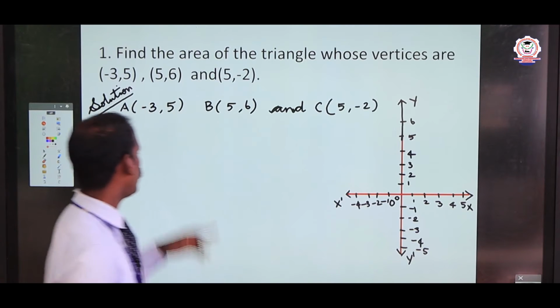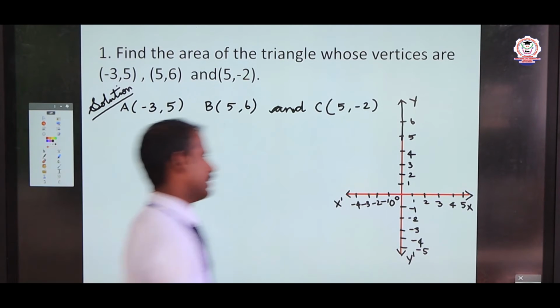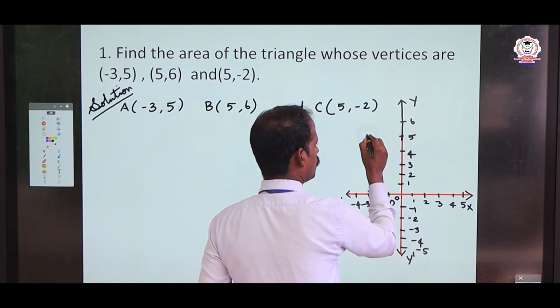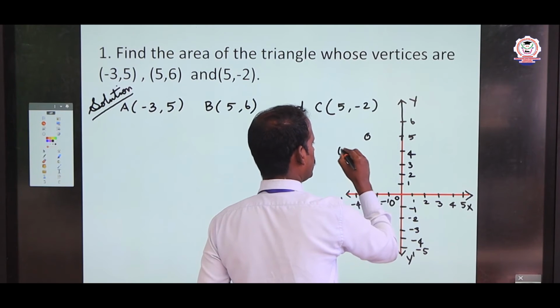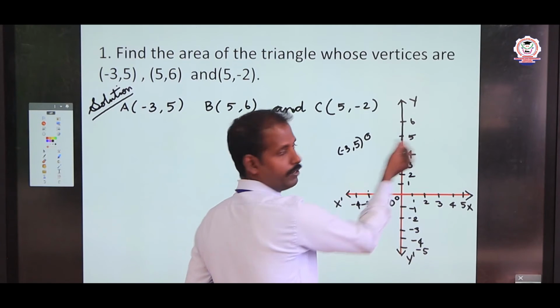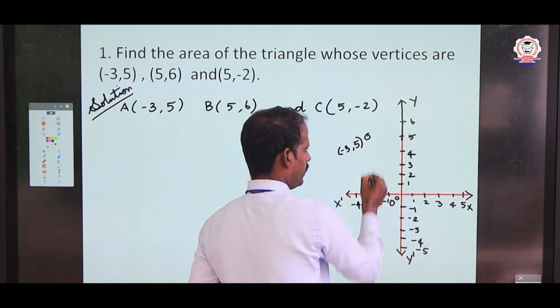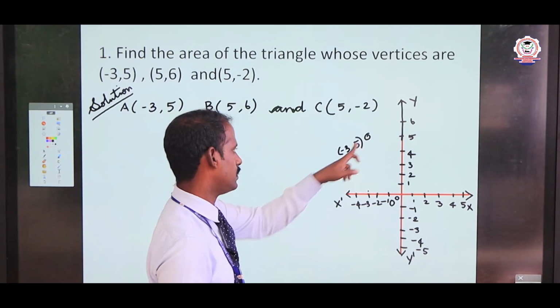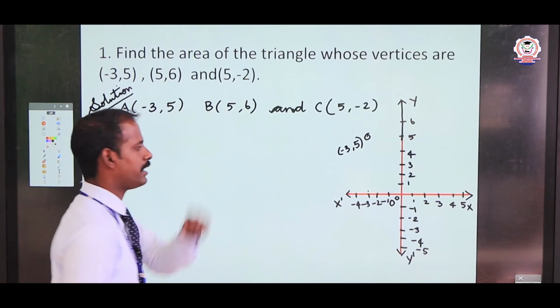Now we can plot the points. Minus 3 comma 5: x value is minus 3 and y value is 5. So we mention minus 3 comma 5. This is the A point, minus 3 comma 5, and then 5 comma 6.